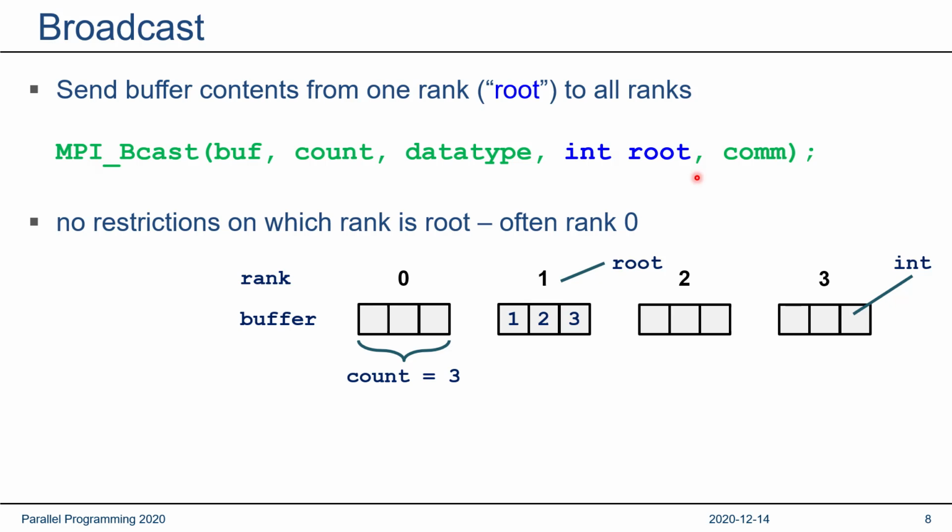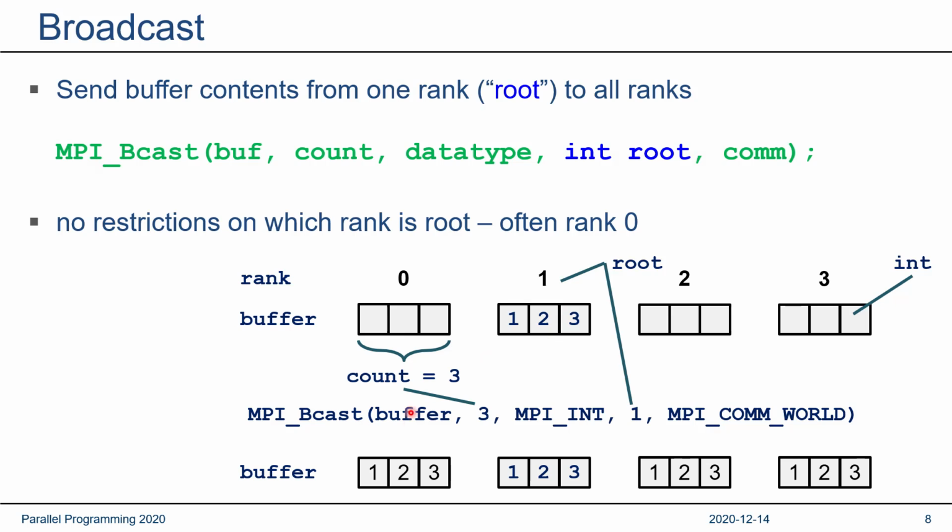There are no restrictions as to who should be root. Often it is rank 0, but it doesn't have to be. In our example here, we have a count of 3, which means the buffer has a length of 3. At rank 1, which is root in our case, we have this buffer filled with data that should be sent to everybody else. So this buffer should be broadcast to the other ranks. Now, if this is the situation to begin with, we call broadcast.